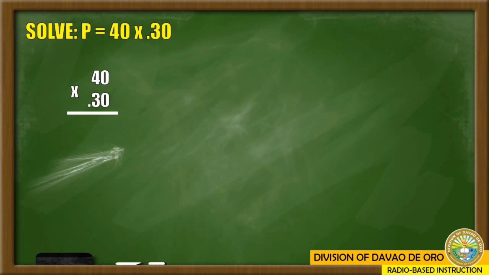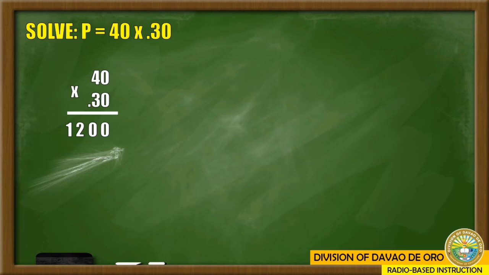Then we will multiply. So, in this scenario, we will bring down the 2 zeros. Good job. And then we will multiply the 3 to 4. So 3 times 4 is equals to, very good, 12. Then, of course, if you look at the 0.30, we have 2 decimal places. So we will move 2 decimal places from the right to the left in our answer. Good job. So it will happen like this.